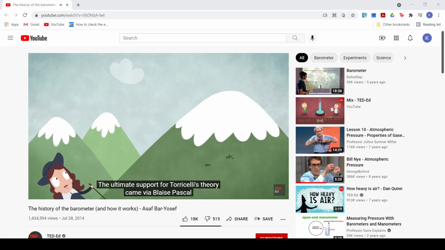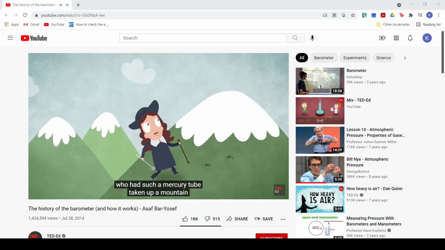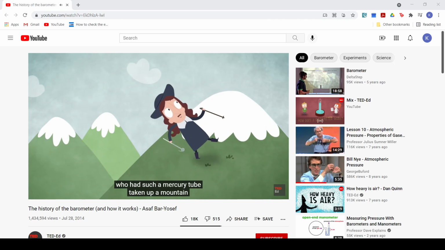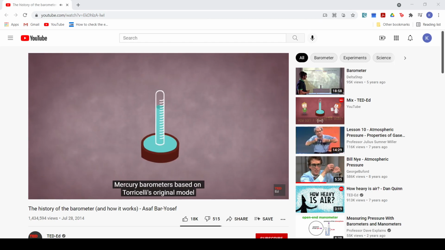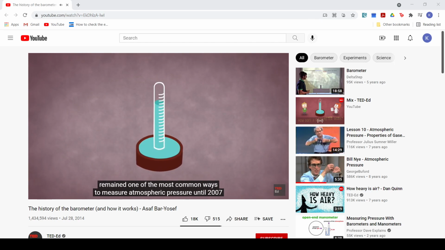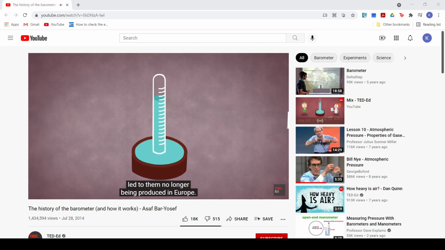The ultimate support for Torricelli's theory came via Blaise Pascal, who had such a mercury tube taken up a mountain and showed that the mercury level dropped as the atmospheric pressure decreased with altitude. Mercury barometers based on Torricelli's original model remained one of the most common ways to measure atmospheric pressure until 2007, when restrictions on the use of mercury due to its toxicity led to them no longer being produced in Europe.